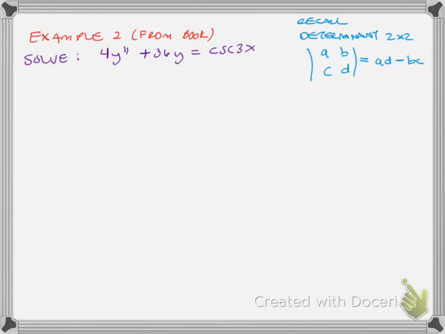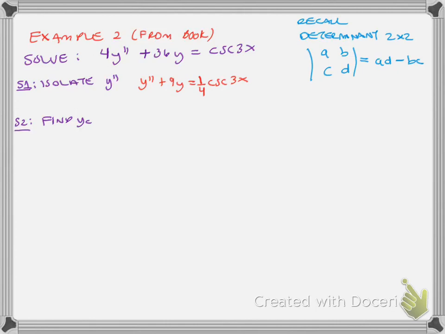All right, so I like to give steps when possible. So step 1 is to make sure you isolate y double prime, okay, if it's not already. And so when we do that, we're going to get y double prime plus 9y equals 1/4 cosecant 3x. Okay. Step 1, pretty straightforward, not bad, right? Step 2, find y sub c, find our complementary function.